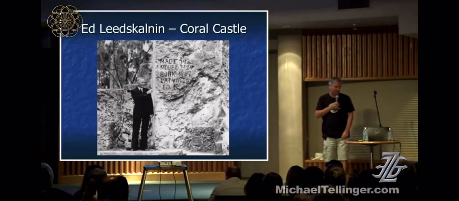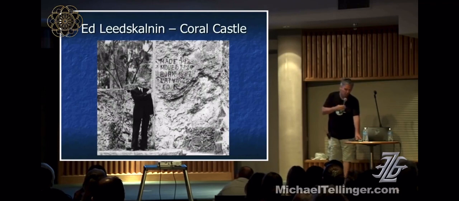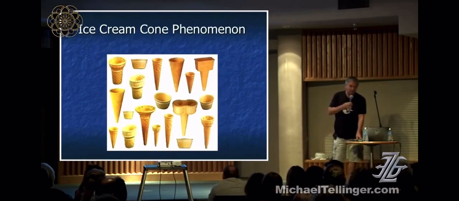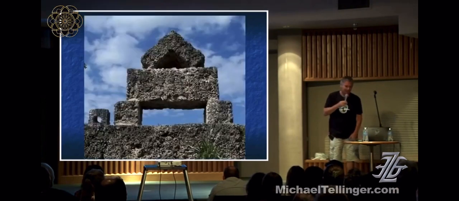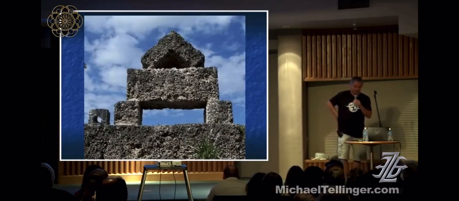And here is our friend Edward Leedskalnin, Coral Castle. And he levitated those giant blocks. I think the biggest stone there weighs 30 tons, or maybe even more. And I called it the ice cream cone phenomenon, because that's how he was described. It was said that he moved them with ice cream cones in his hands. And to an uninitiated person, that would sound ridiculous. But now you all know why that is so important. It's a spectacular place. I've never been there, but I've seen lots of videos of it, and I can't wait to go.